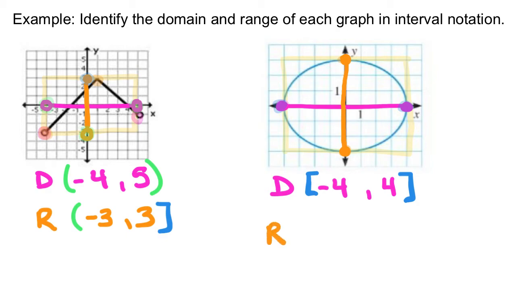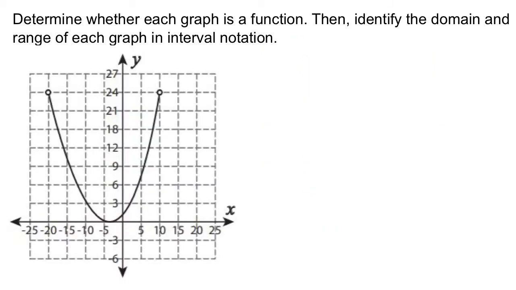So it goes from -3 to +3, and since both of them include closed circles, I can use a bracket on both sides of the range.